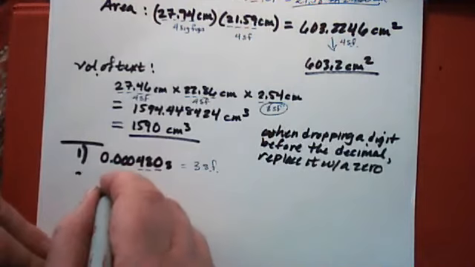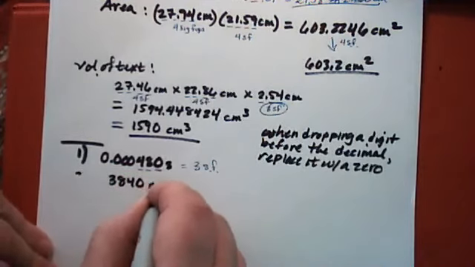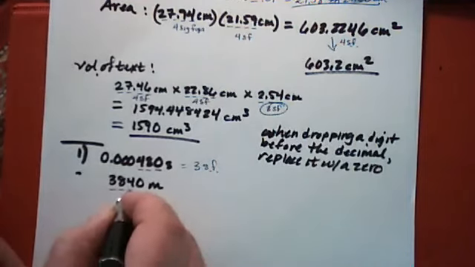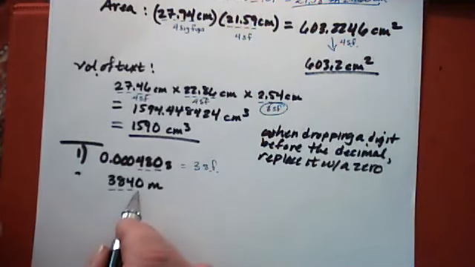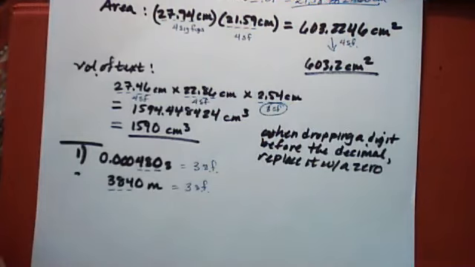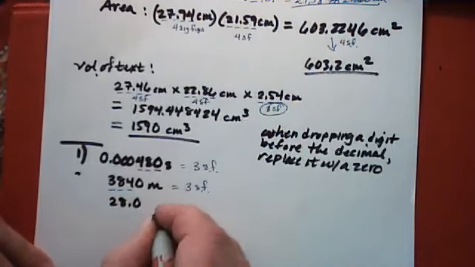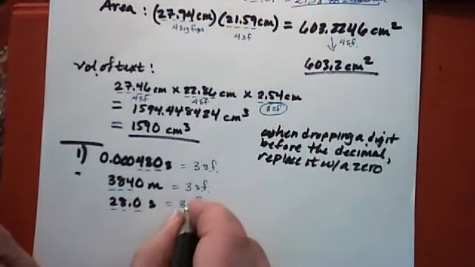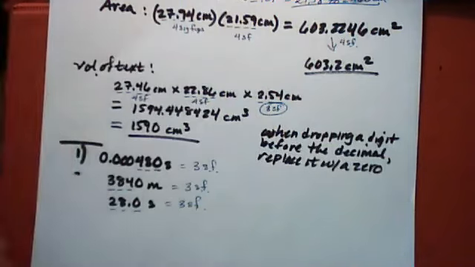Also number 1, 3,840 meters. That's 3 significant figures. Obviously, the 3, 8, and 4 count, but remember, the 0 at the end doesn't count if there's no decimal point. So that's 3 significant figures. The next number, 28.0 seconds. And the 2 and the 8 obviously count. The 0 also counts because there is a decimal point in the number. So that's 3 significant figures.